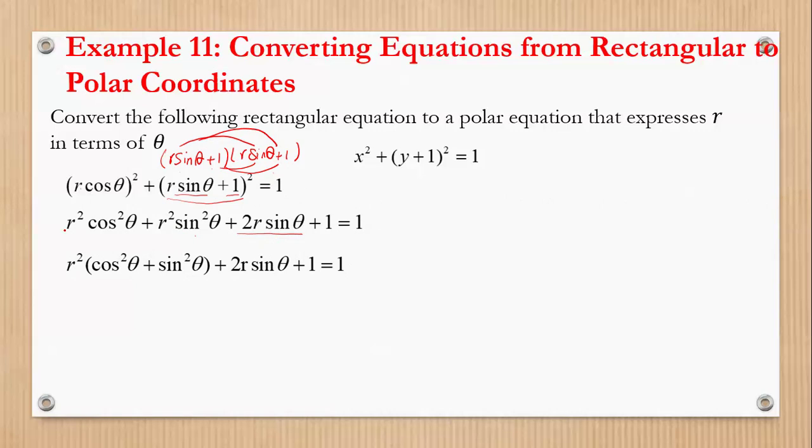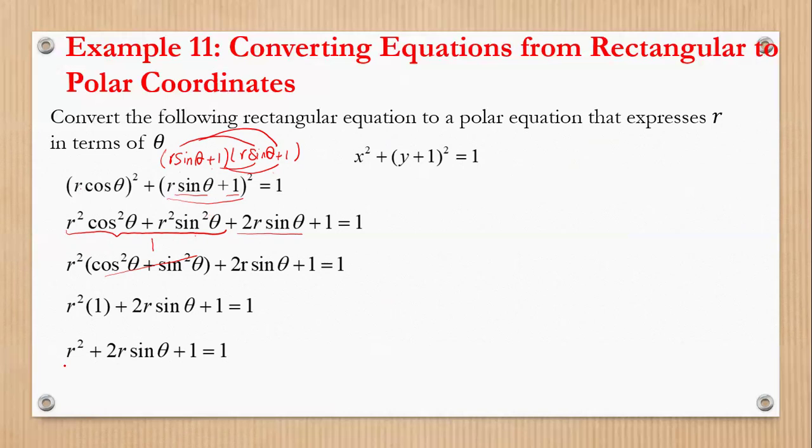Now, when I'm looking at these two terms, I see that r squared is in common between these two. So we can factor out r squared and see what happens. If I factor out r squared, inside the parenthesis, I will only have cosine squared plus sine squared. And I know in trigonometry, cosine squared plus sine squared of any angle is always equal to 1. So if I replace that by 1, I will get r squared plus 2r sine plus 1, which is equal to 1.